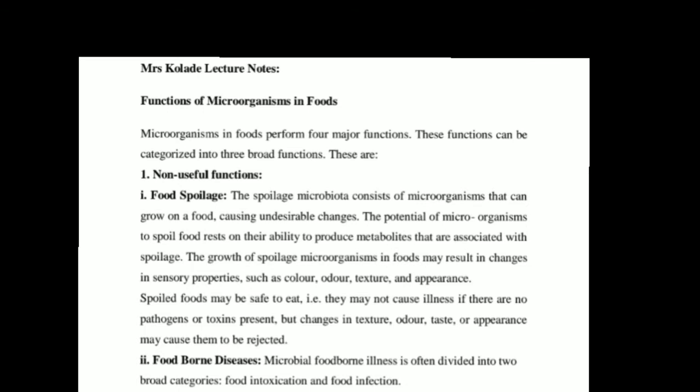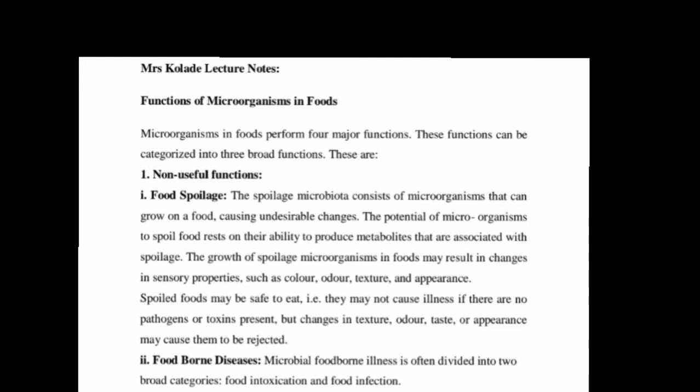So looking at food spoilage, the spoilage microbiota consists of microorganisms that can grow on a food, causing undesirable changes. And the potential of microorganisms to spoil food rests on their ability to produce metabolites that are associated with spoilage. The growth of spoilage microorganisms in food may result in changes in their sensory properties, such as the color of food, the odor, the texture, and appearance.